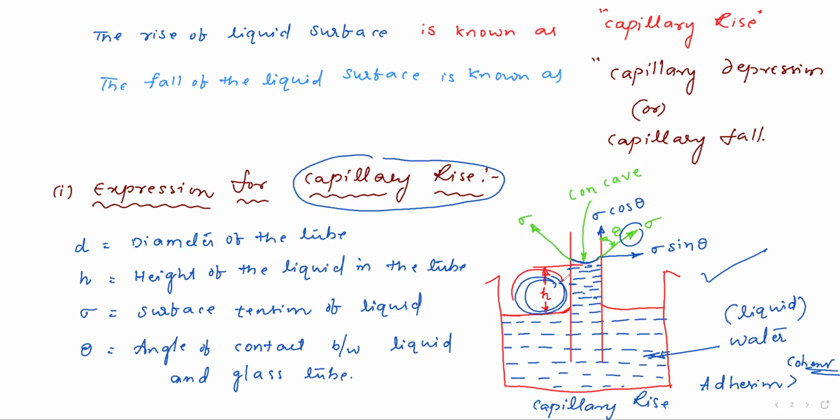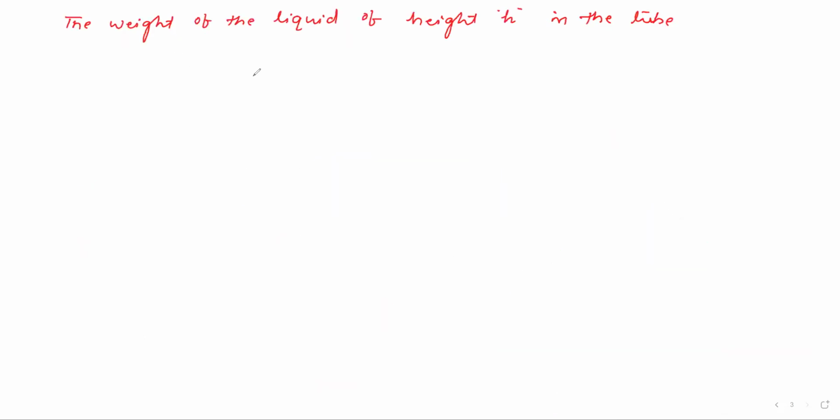So here the weight of the liquid of height h in the tube, right? In the tube, because look at here, we need to calculate the height h, so we must be aware of this particular weight of the fluid and this surface tension. Clear? So very first we are calculating the weight of the liquid of height h in the tube.